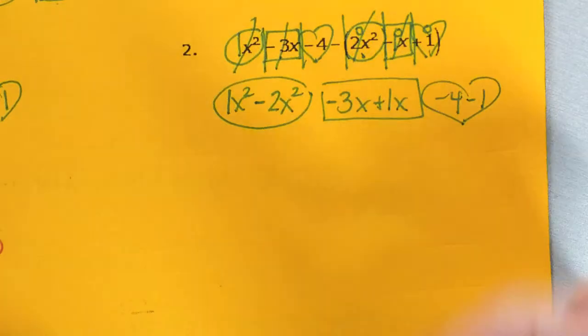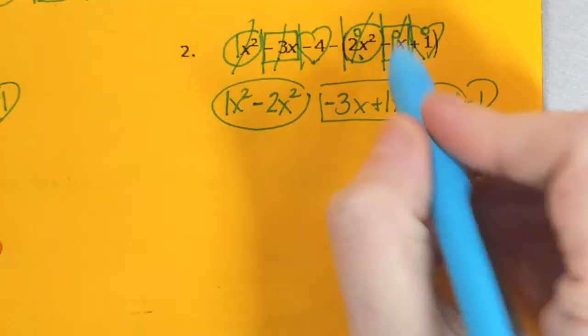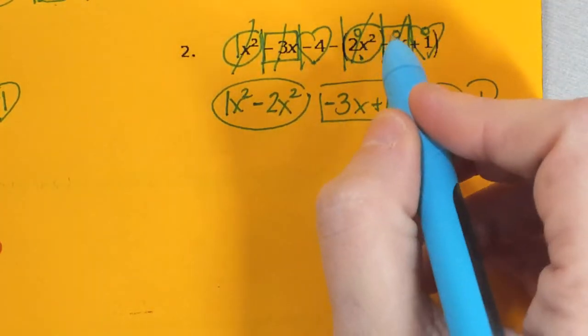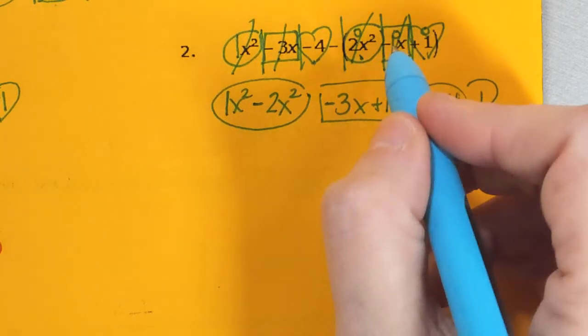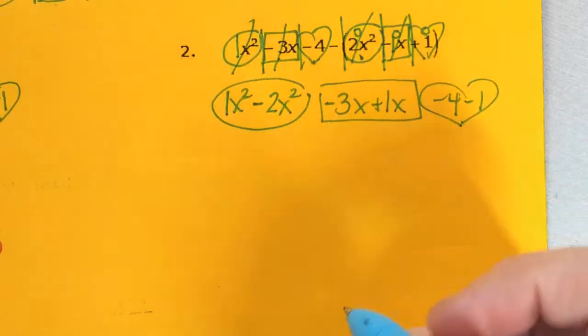Now that I've got them regrouped, now I actually combine them. This is the part that you're going to make the mistake on. That's what you're more likely to make a mistake on. So be really careful there. Anytime you see a minus in front, make sure you write that O.